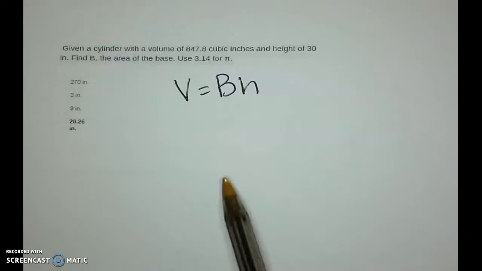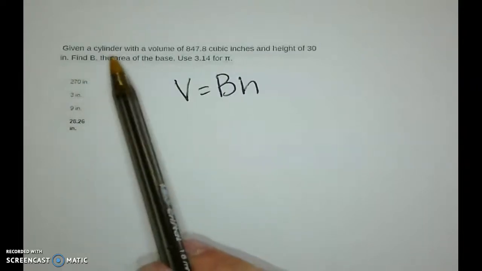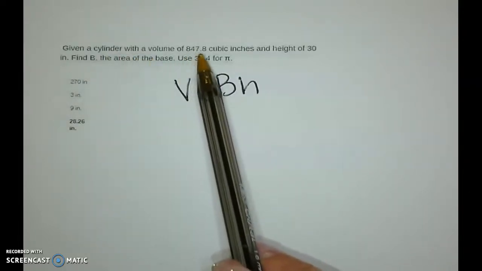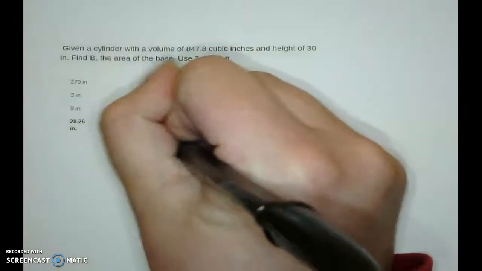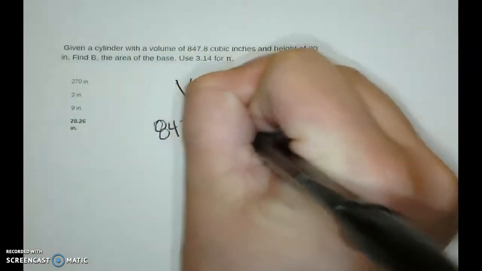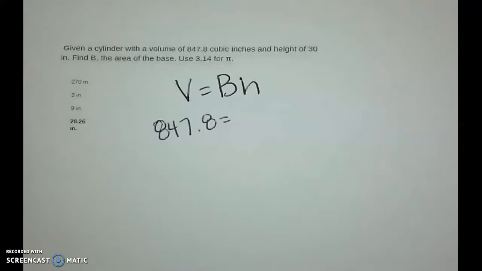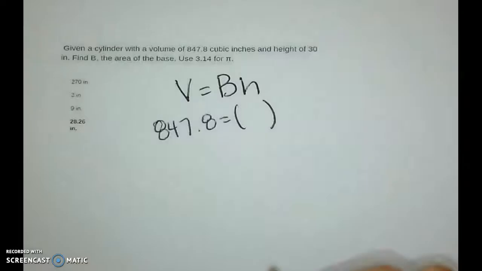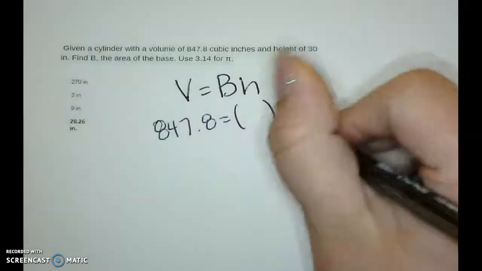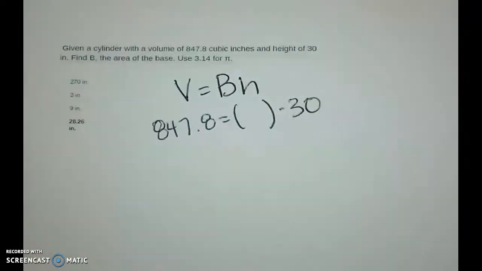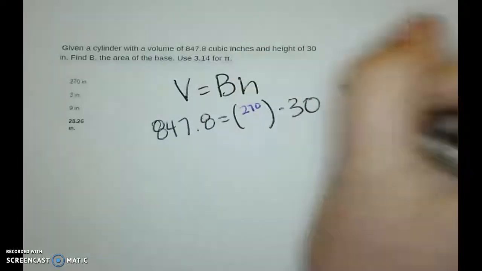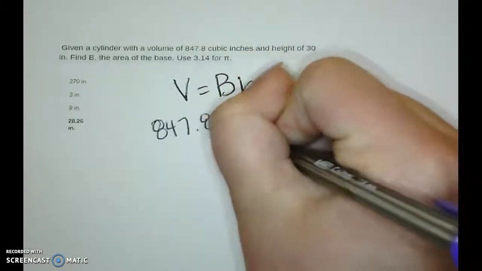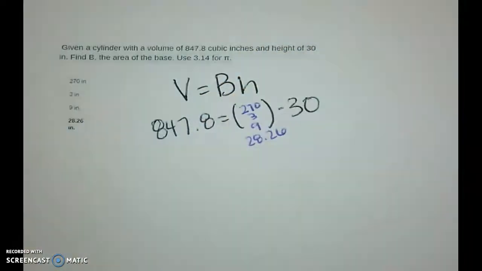Okay, now we're going to start filling in numbers, okay? This is given a cylinder with a volume of 847.8. That goes over here under V, 847.8. I don't know big B, so I'm going to open parentheses and leave a hole for numbers for us to check, okay? And the height is 30, so times 30. So now what I want you to do is plug in numbers to see which one works. So starting with 270, plug it in, then 3, then 9, then 28.26. You're checking to see which ones work.